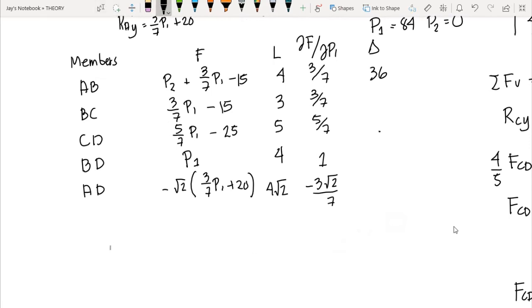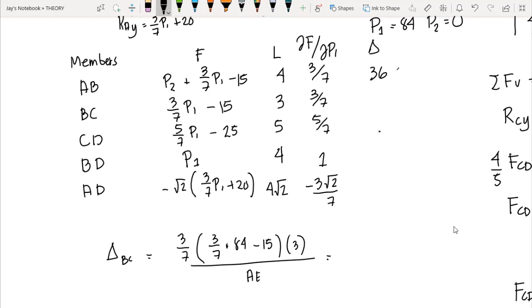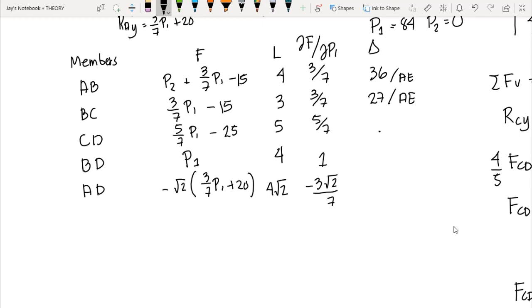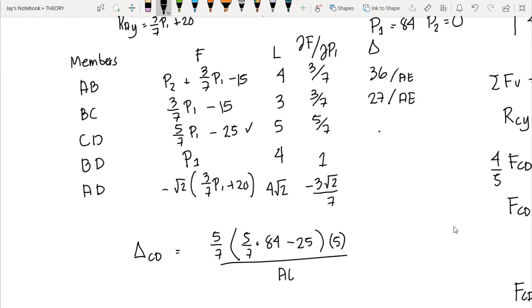And then we have the deformation for BC, and that is 3 over 7, again, times 3 over 7 times P1. P1 is 84 minus 15 times the length 3, and these are all over AE. And this would give us 27 over AE for BC. For CD, we have 5 over 7 times 5 over 7 times the P1 is 84, minus 25, times the length 5, and these are all over AE. This would give us 125 over AE.